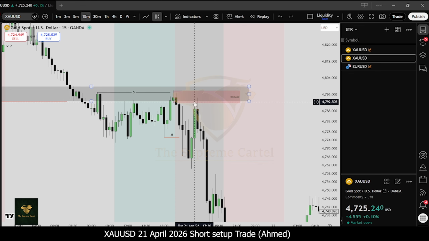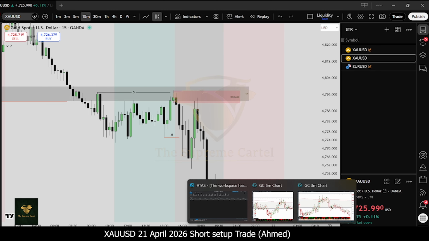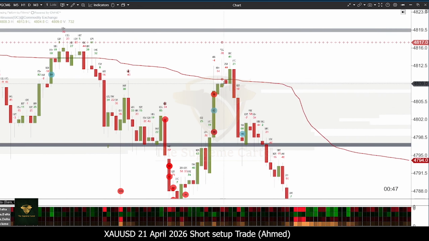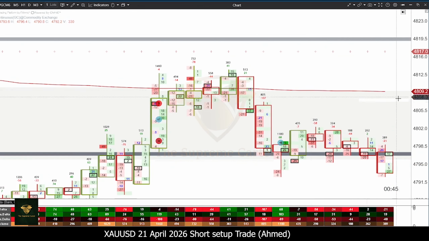Post tapping, now I needed a further confirmation in order to enter. So what I did, I shifted to the order flow charts. Now let's go to the order flow charts. Okay, yeah, this is the place. This is exactly what happened.